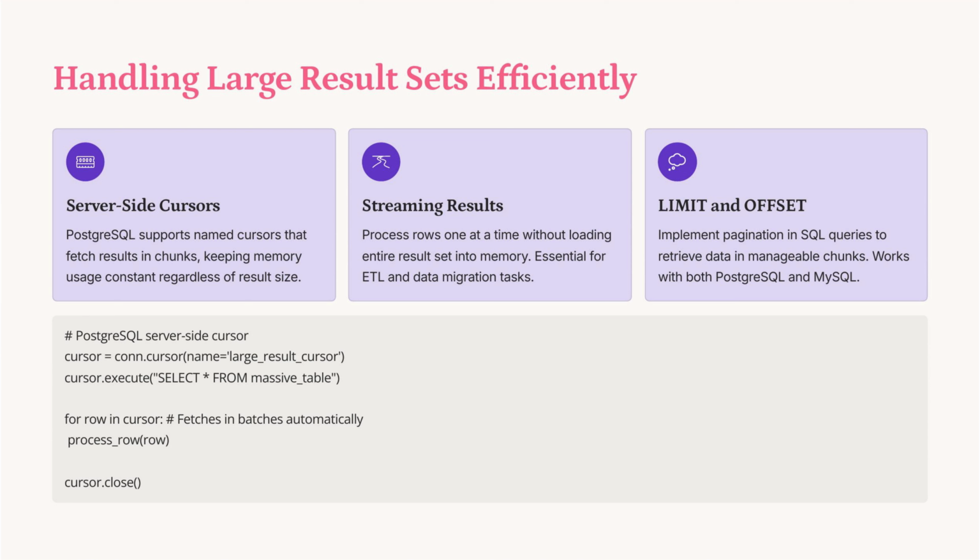PostgreSQL's server-side cursors fetch results in chunks, maintaining constant memory usage. Streaming results allow row-by-row processing, ideal for extract, transform, load tasks. Use LIMIT and OFFSET for pagination, retrieving data in manageable chunks. This approach is compatible with both PostgreSQL and MySQL, ensuring efficient data handling.